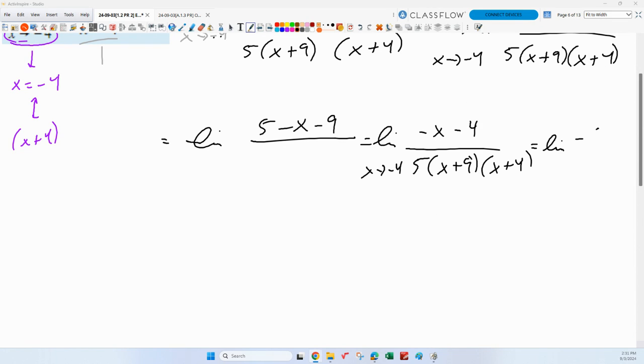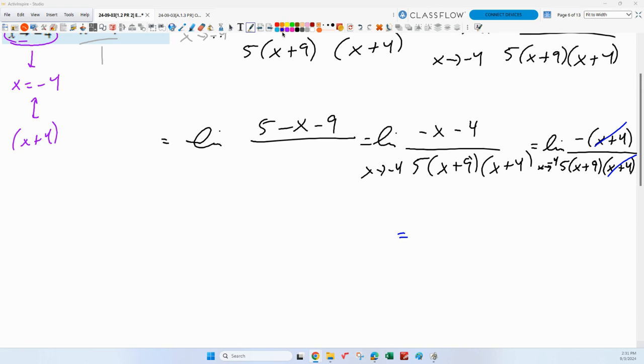Okay, so then we get the limit of negative the quantity x plus 4 over 5 times the quantity x plus 9 times the quantity x plus 4 as x approaches negative 4. Now, finally, what cancels? And we're golden, right? We knew it had to happen. We just had to make it happen algebraically. So it cancels. And now I can take my limit.